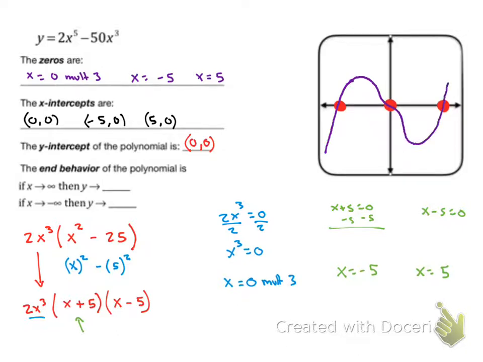And finally, x equals 5, it goes through. So when we go to state our ends, as x is going towards infinity, so x is going this way, our graph is increasing, so it's going to positive infinity. And as x is going to negative infinity, so that way, our graph is going towards negative infinity.